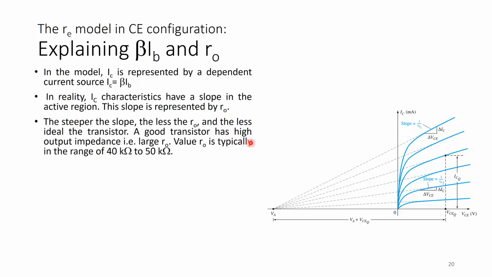The steeper the slope, the less horizontal it becomes, the less ideal the transistor. So a good transistor has high output impedance. If it's a good transistor, this will not be steep. It means Rout is large, and for typical transistors, the value of Rout is typically in the range of 40 kilo ohms to 50 kilo ohms.